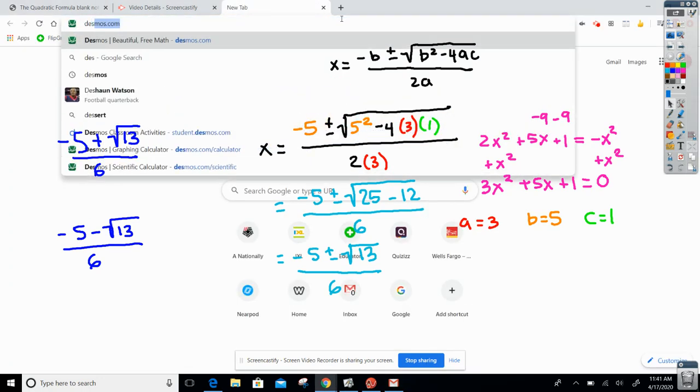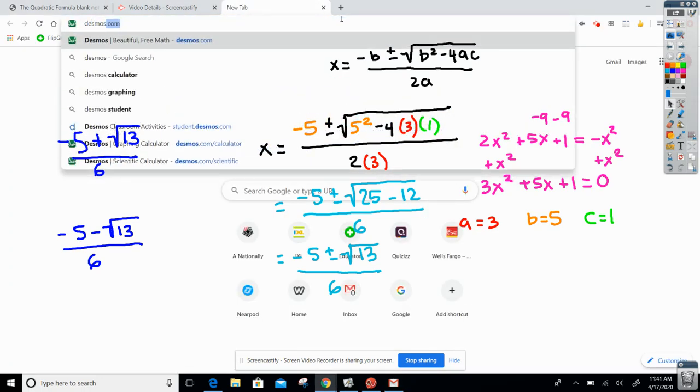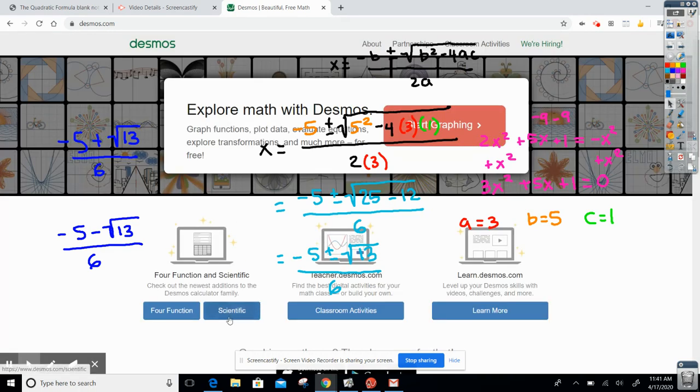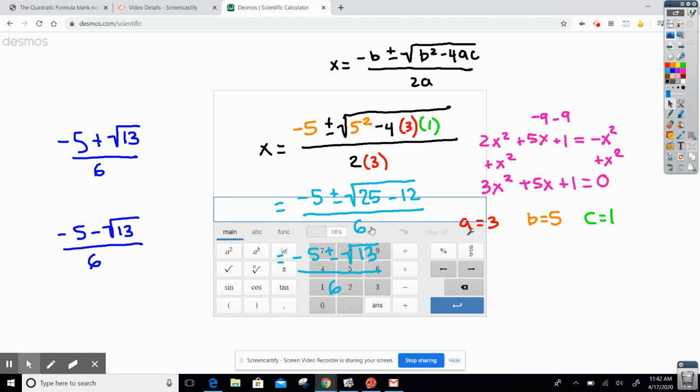It's called Desmos. If you're on a computer, simply type desmos.com. And if you're on your phone, you can get the Desmos app. From a computer, I'm just going to open up this scientific calculator down here. It pulls up a calculator, kind of similar to what you have on your phone, but it's a lot easier to use.